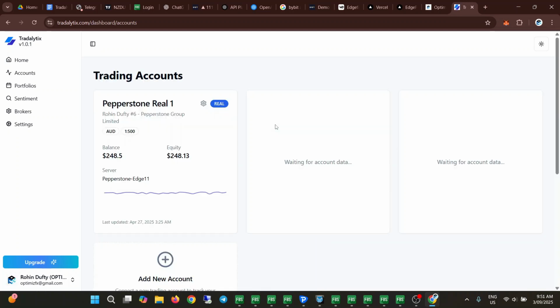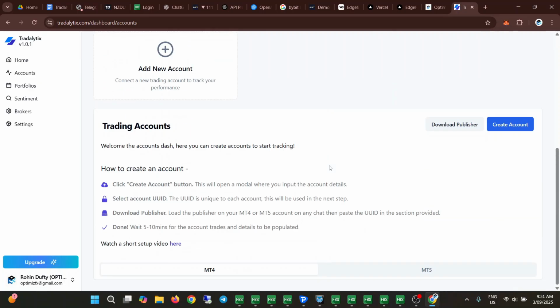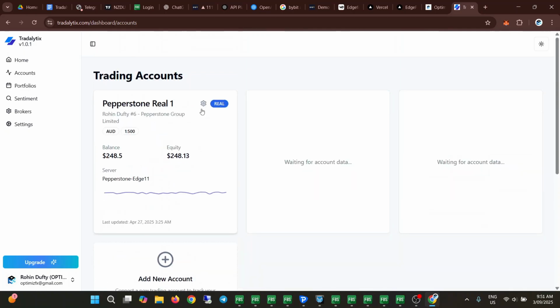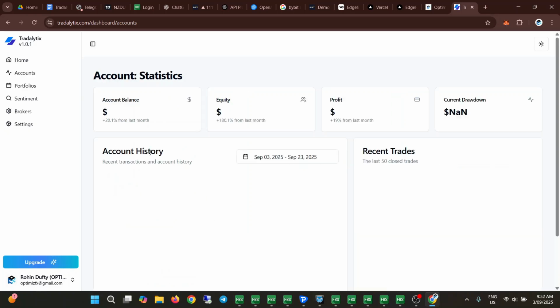This is under construction as well. It's not done, but it'll come up as like a real or a demo account. You can add new accounts, and basically you will be able to monitor them and see how they're going. This page is not done yet, the statistics page. You can see there's nothing here, but that's pretty much what Tradalytics is all about.